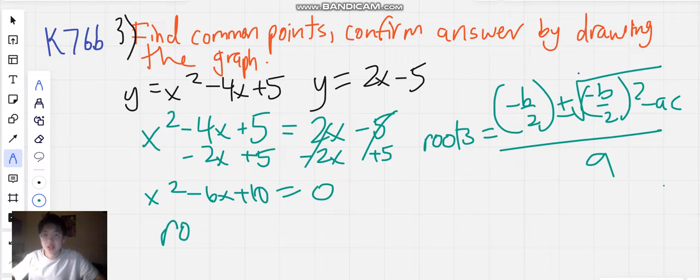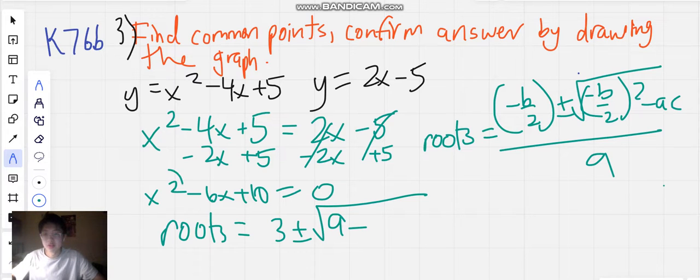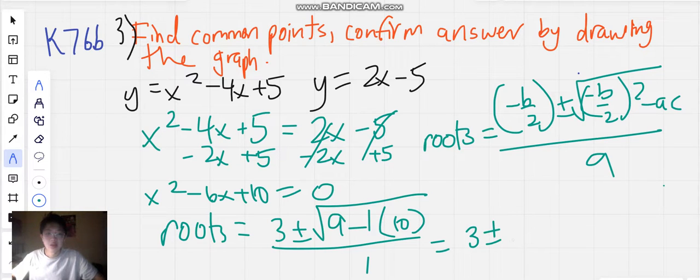So the roots are equal to -b. b in this case is -6, so the negative version of that is +6. Put that over 2 is 3. Plus or minus the square root of (-b/2) squared. We know that -b/2 is 3, so square that, you get 9, minus a times c. A is the coefficient of your x squared term, so 1, and c is the constant, 10, all over a, which was just 1. And we get 3 plus or minus the square root of 9 minus 10, which is -1, and I know that the square root of -1 is i.